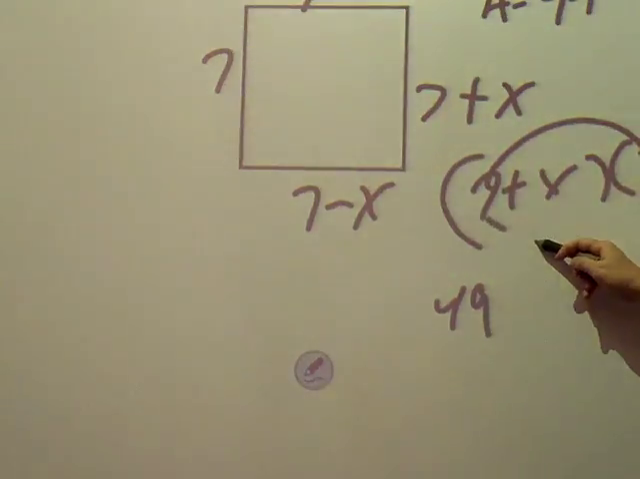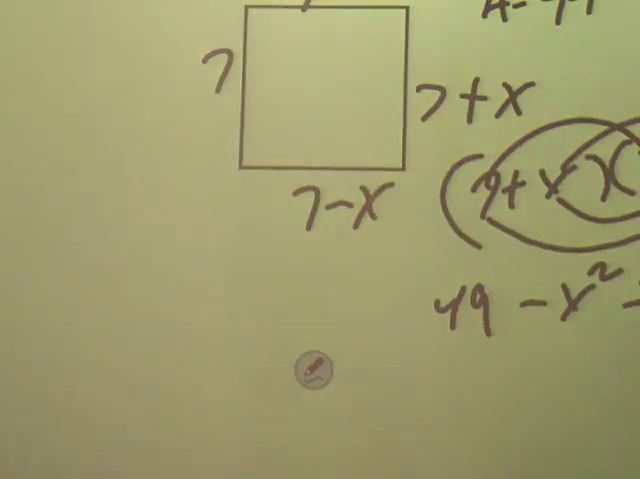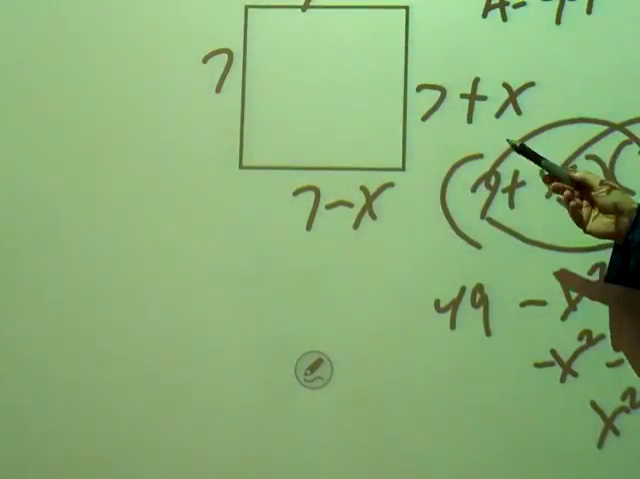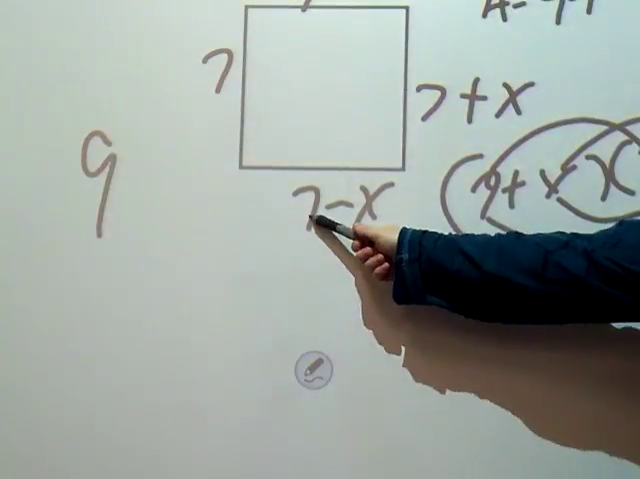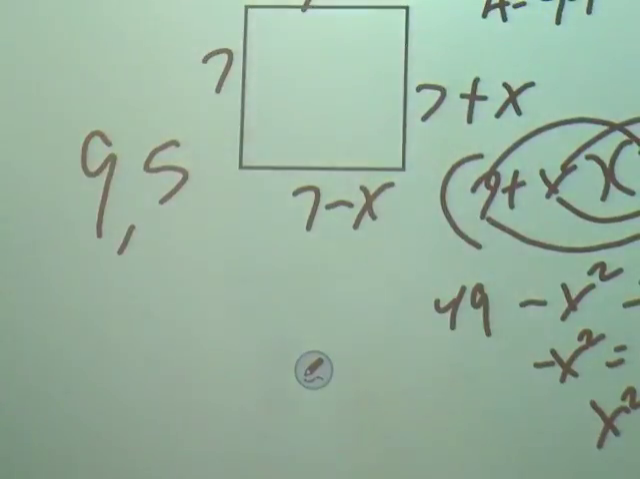49 minus 7x and plus 7x is gone. Minus x squared is equal to 45. Okay, if you subtract the 49, you got negative x squared is negative 4, which means x squared is 4. Square root of 4 means x is 2. Okay, so that means if I go back here, this one was 7 plus 2. I now got a side of 9. This one's 7 minus 2. I got a side of 5. So it'd be a 5 by 9, which would be C.